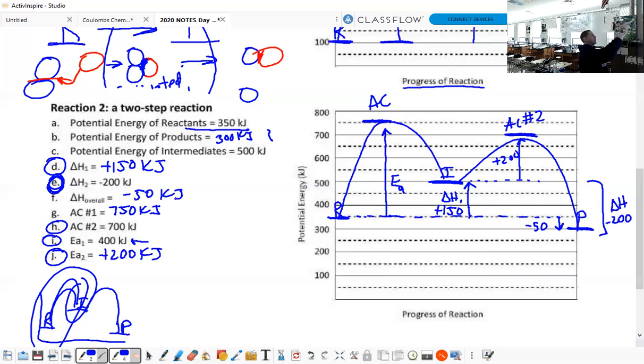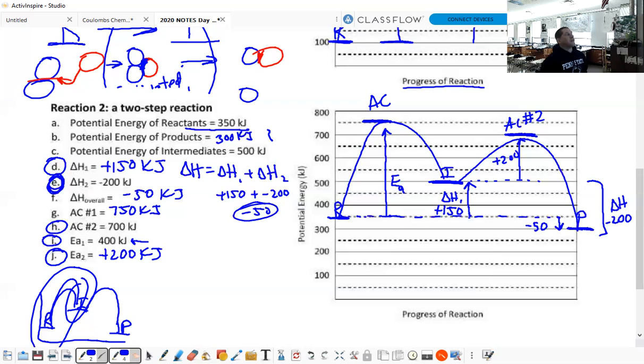Remember what I said about Hess's law. The delta H overall is going to be equal to the sum of the series of steps. This one was positive 150. This one was negative 200. So another way we can get the overall is if we do the sum. And that is all of the pieces.